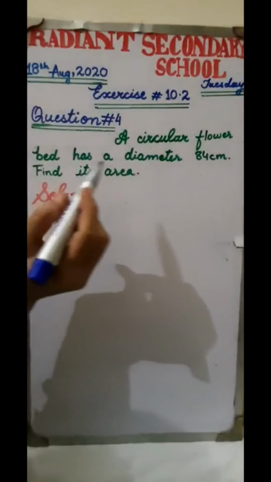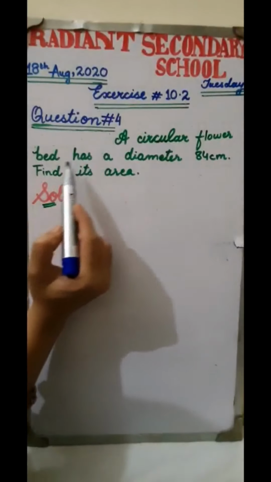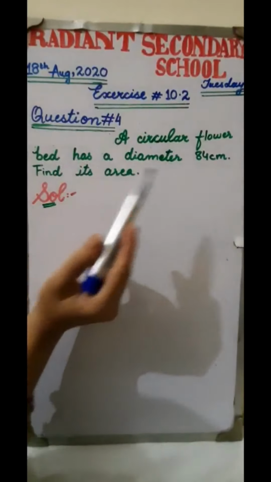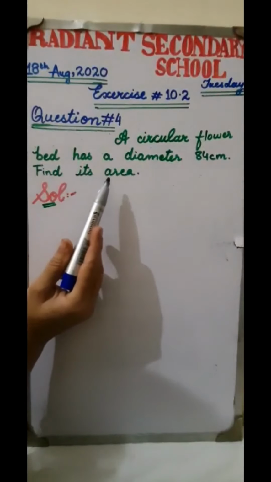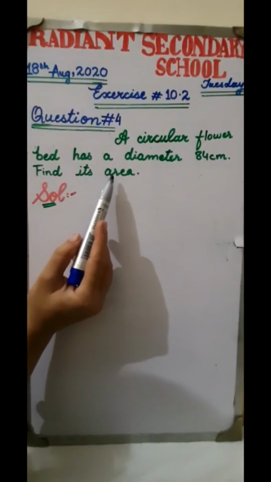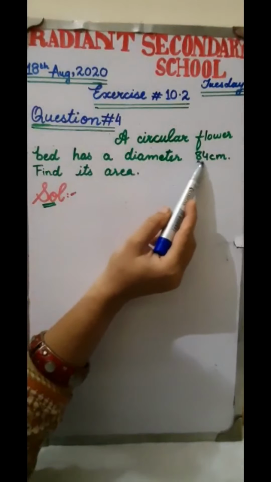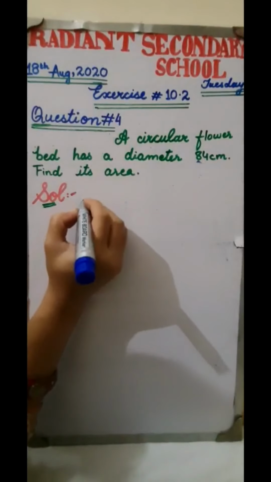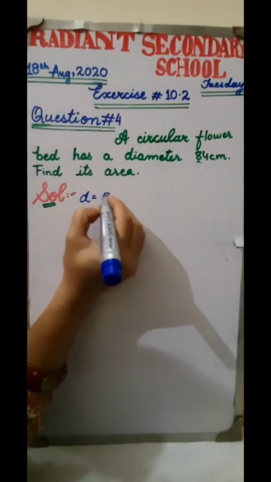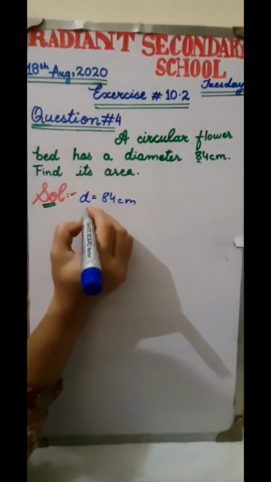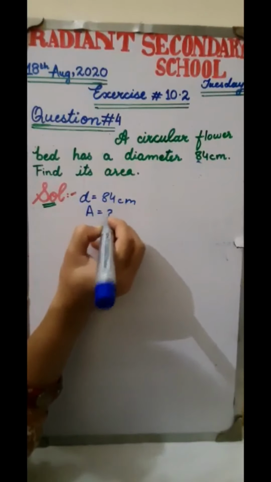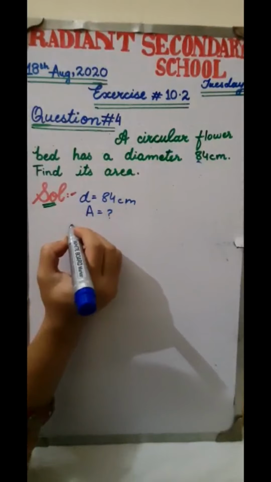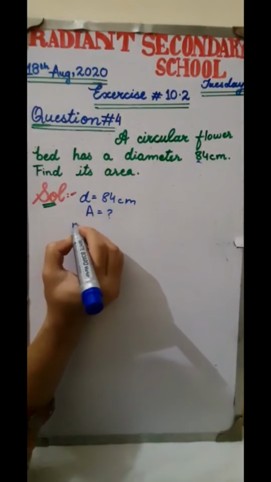Now we have a question number 4. A circular flower bed has a diameter 84 centimeter. Find its area. So in this question we have to find the area, and diameter is given, that is of 84 centimeter. So you have to write diameter is 84 centimeter. Area we have to find it. Okay. Now with the help of this diameter, I will find the radius first.